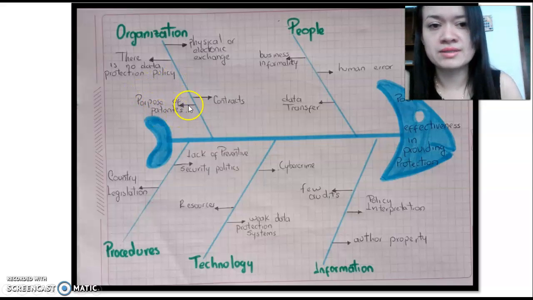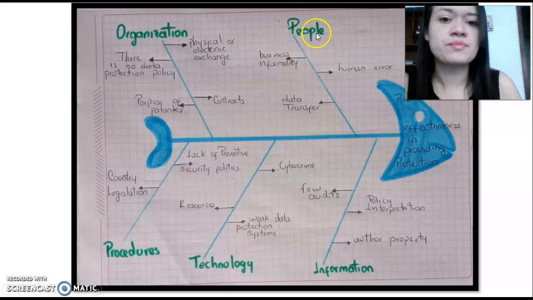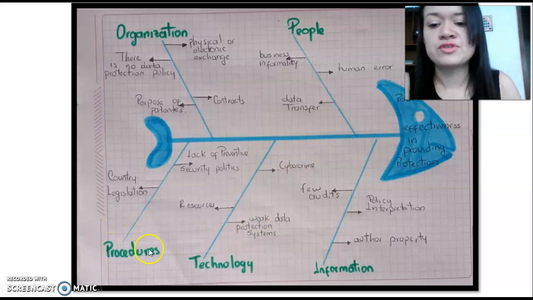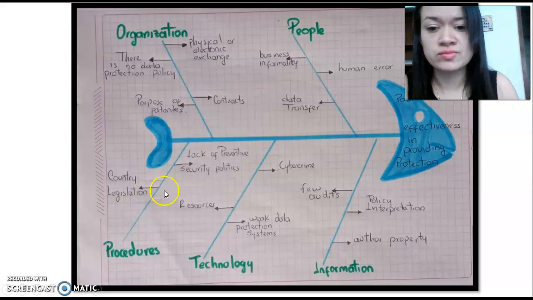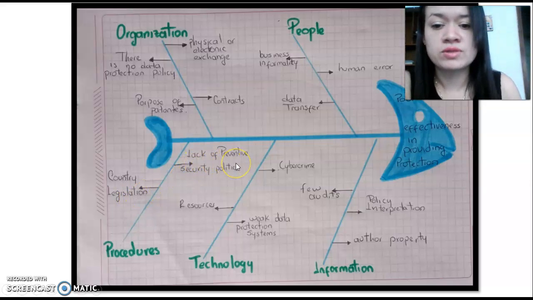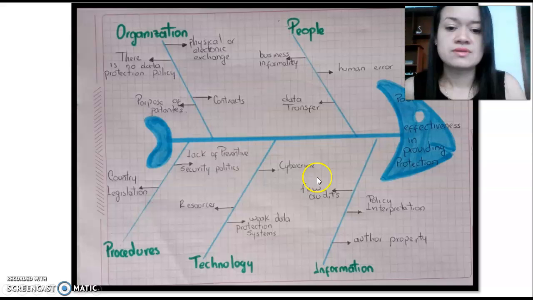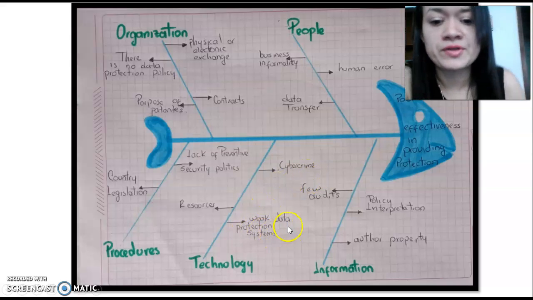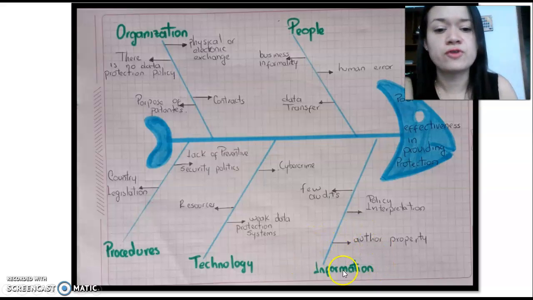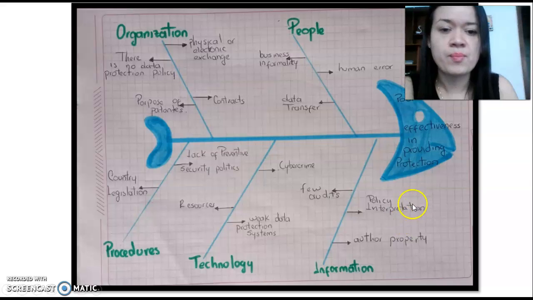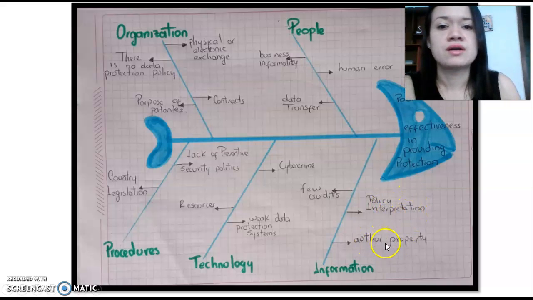purpose of patents, physical or electronic exchange, contract, the people, business informality, human error, data transfers, procedures, country legislation, lack of prevent security, police, technology, resource, cybercrime, with data protection system, information, few audits, policy, interpretation, author properties.